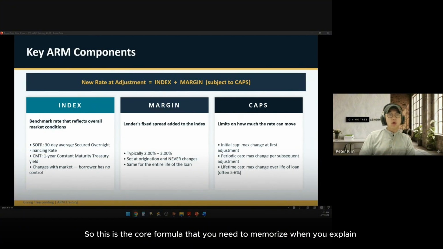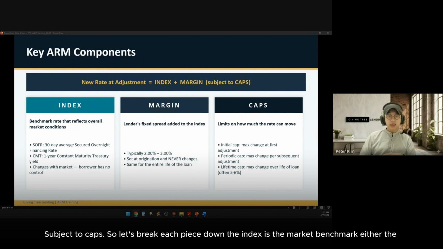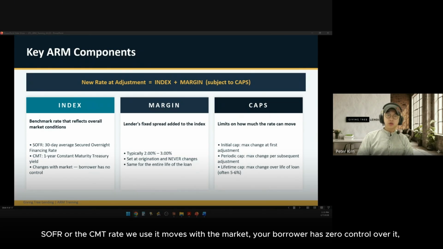This is the core formula that you need to memorize. When you explain what the rate is, just remember the new rate is equal to index rate plus margin rate, subject to caps. Let's break each piece down. The index is the market benchmark, either the SOFR or the CMT rate. It moves with the market. Your borrower has zero control over it.